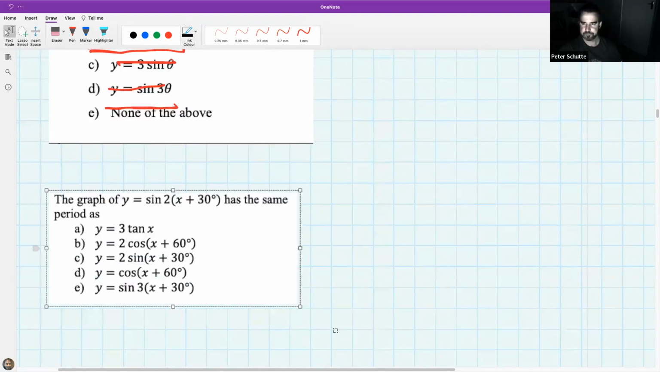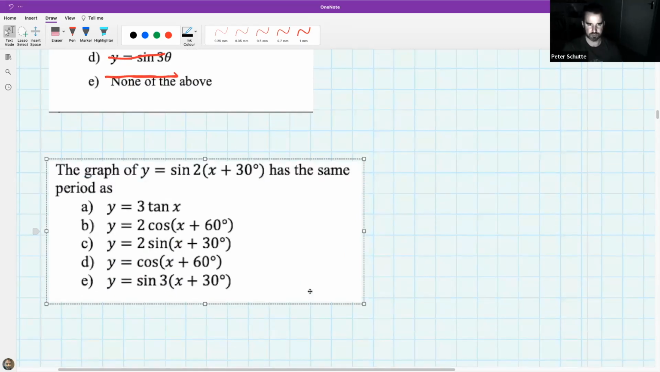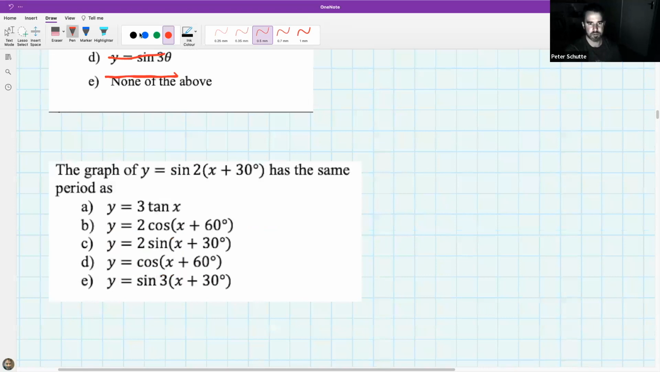Let's do this one. You're given a graph. In fact, before we do this, before we even answer the question, I want you to tell me what are the 2 changes that are involved in this particular sine graph? There's 2 types of changes. I want you to tell me what is happening before we answer the question. Put it in the chat.